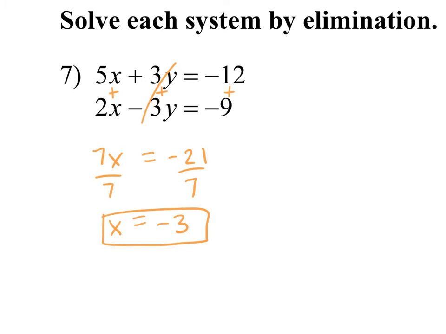Are we done? What do we do? No. Plug it in. Should we plug it into the first or the second? Second. Okay, let's plug it into the second. So we're plugging it into x. We got to be careful. So if you get x is equal to something, you have to plug that in for x. So we have 2 times negative 3 minus 3y is equal to negative 9.